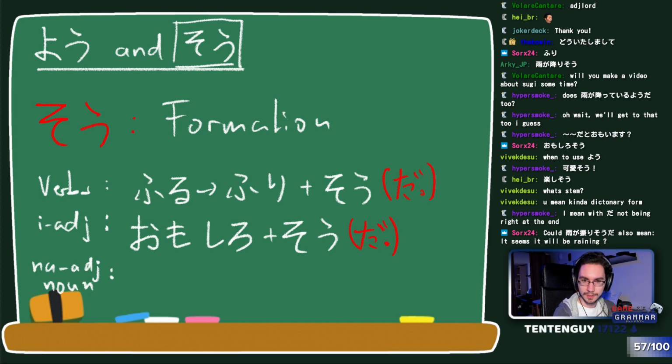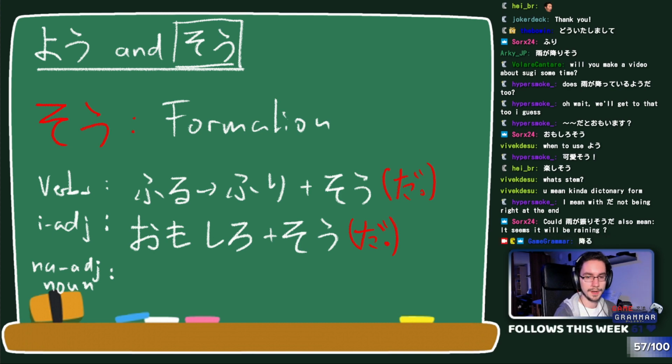降りそうだ. I mean, it seems it will be raining. Yes, that's exactly what it means. Also note that's the wrong furu, okay? When you want to talk about it raining, always use this kanji. The other one is swinging something. Alright. That's for e-adjectives. Now, adjectives are fairly simple as well. We could use something like kantan. Kantan means simple or easy.